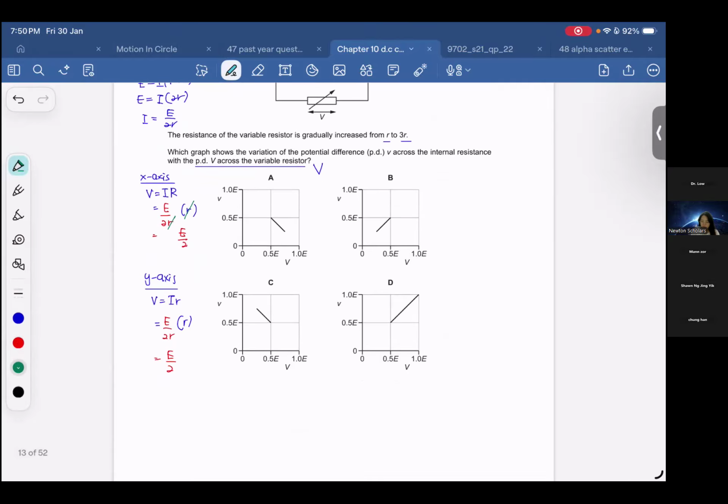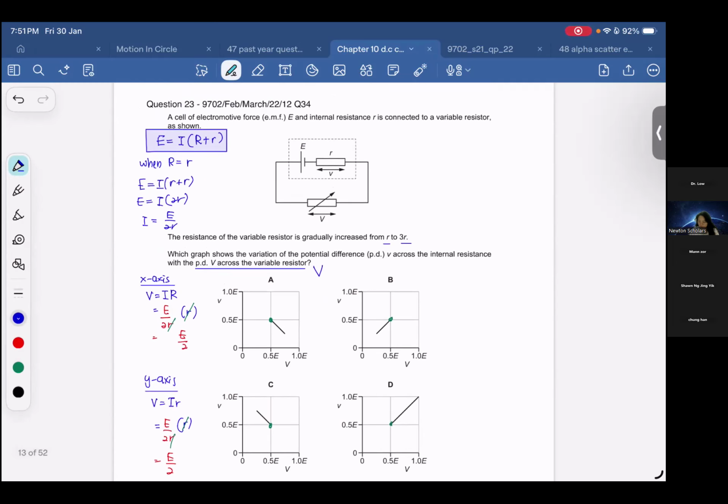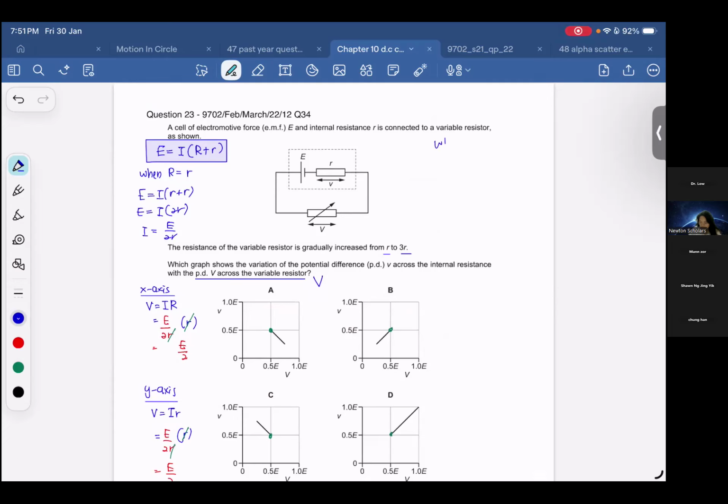We find the y-axis, which is the internal resistance. We found out that this one, cancel, we also get E over 2. So the starting point must be 0.5 E, 0.5 E. So all four of the ABCD options fulfill this. Then the problem is, what happens when R becomes 3R?